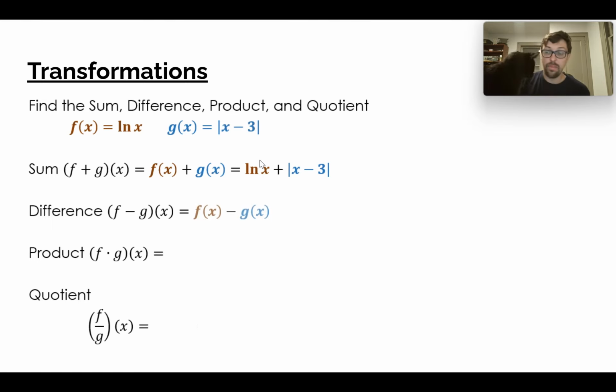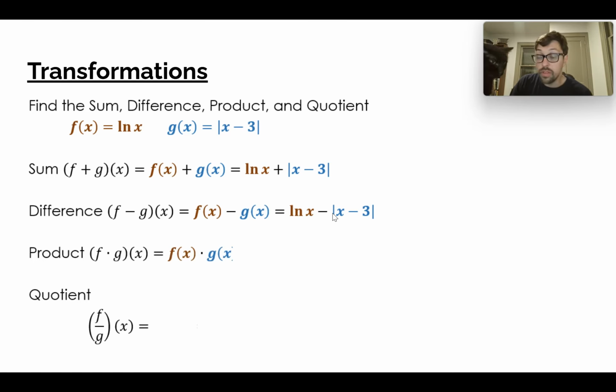The same thing's going to happen when we subtract the two. f of x minus g of x, that's what this operation means. Take whatever g of x is and subtract it from f of x. And we get that same ln of x minus the absolute value.